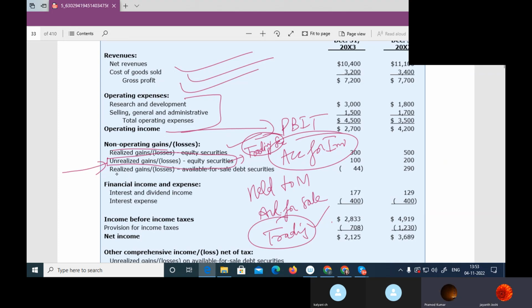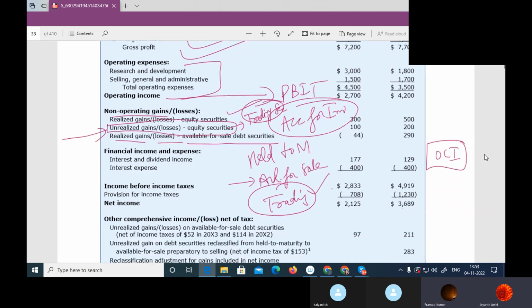But only realized gains or losses from available for sale debt securities should be shown in the statement of profit or loss. But if I speak about available for sale securities, any unrealized income should be shown in OCI. Why? Because the intention is to hold it for 4 to 5 years, and you're not going to sell it sooner. You're going to sell it later, so you will show that. And what I explained, you can see that point here.